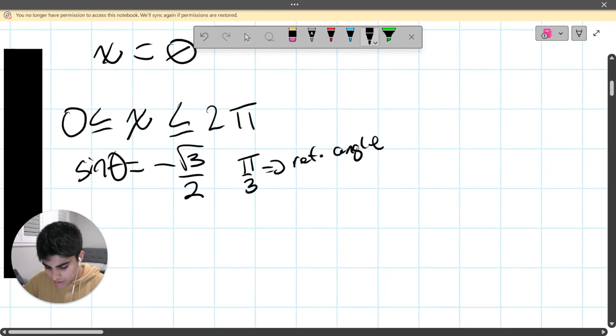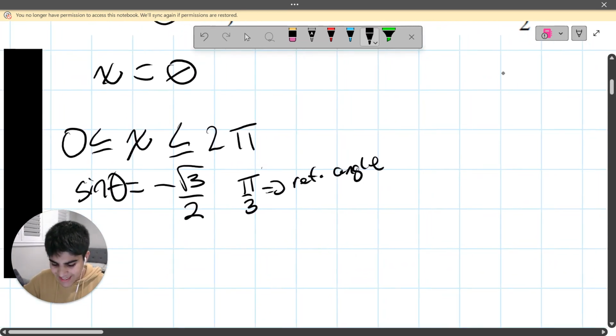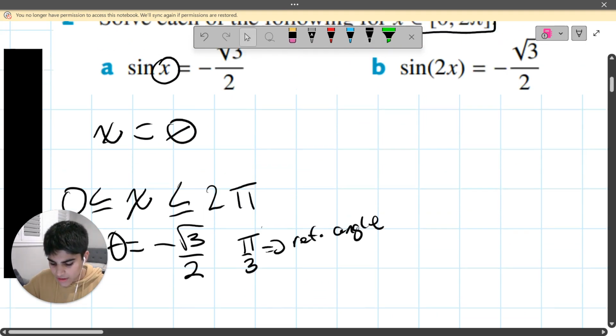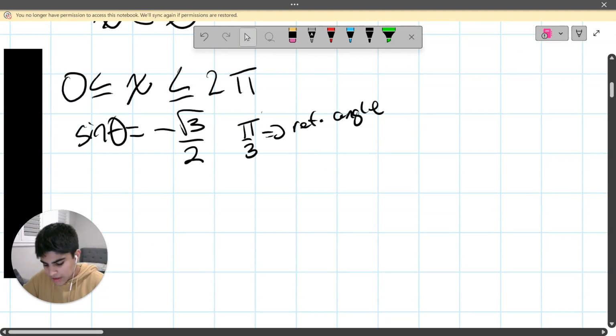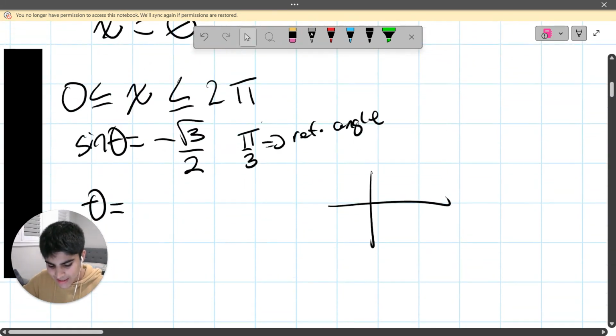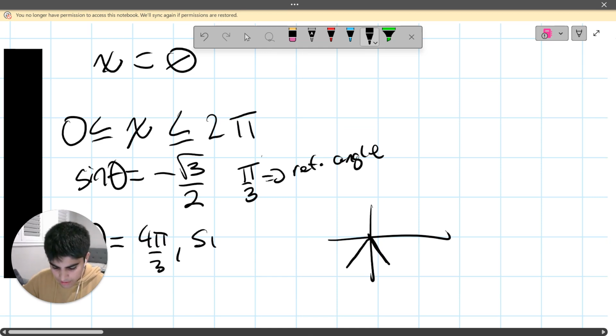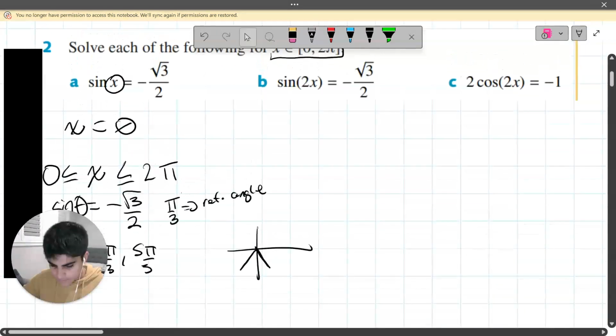Negative root 3 on 2 is negative, meaning we need to find the quadrants in which pi on 3, the reference angle here, is negative between 0 and 2 pi. So theta equals, let's picture this out, sine pi on 3 is negative in these two quadrants, and we need to find all the solutions from 0 to 2 pi. Theta equals 4 pi on 3 and 5 pi on 3. That's it, first question done.